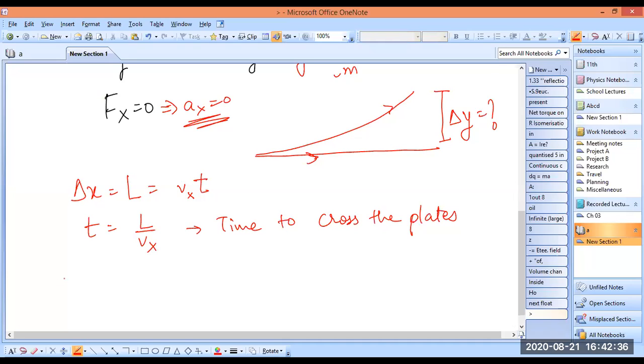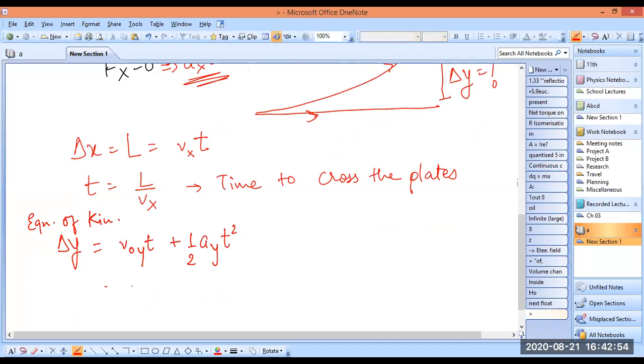if you want to find the vertical displacement, let's use the equation of kinematics. Delta y is equal to V0y t plus half ay t square. I don't have to remind anyone about this one. So let's put in values. The initial y component of velocity is 0, because it is given that it is moving along the x-axis. It's mentioned in the question.